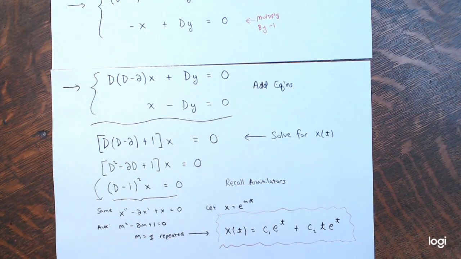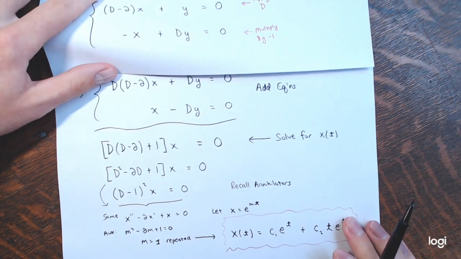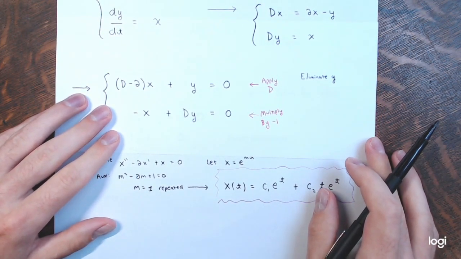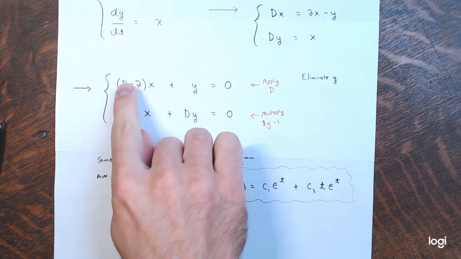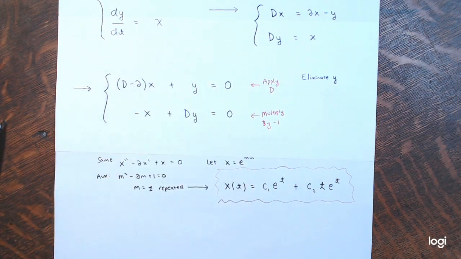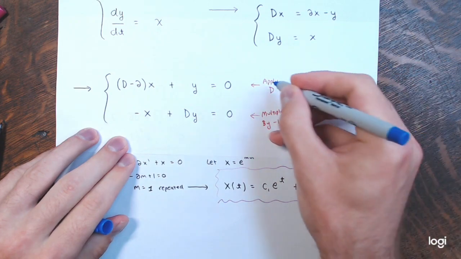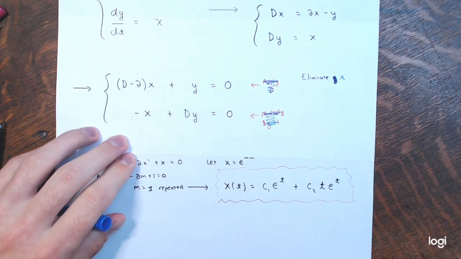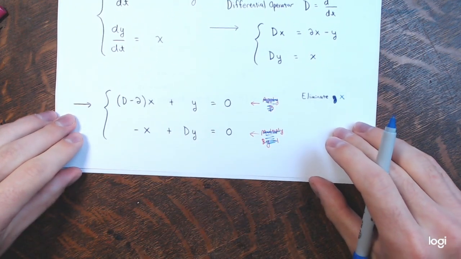So now going back, I found some general solution for x, but we need y as well. Going back to the way the system looked when I got all the x's and y's to the same side, that was eliminating y. Now suppose I want to eliminate x. If I want to eliminate x, I have to do some different operations to these equations. So let's clear that out, we'll come back to that.